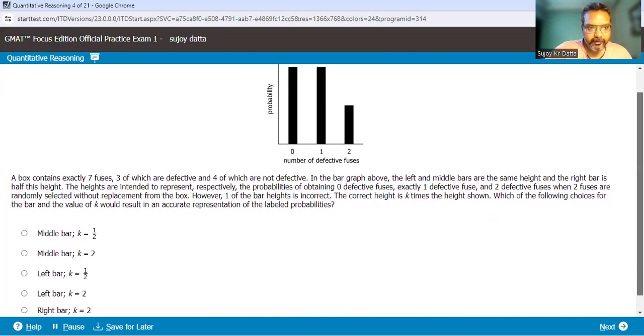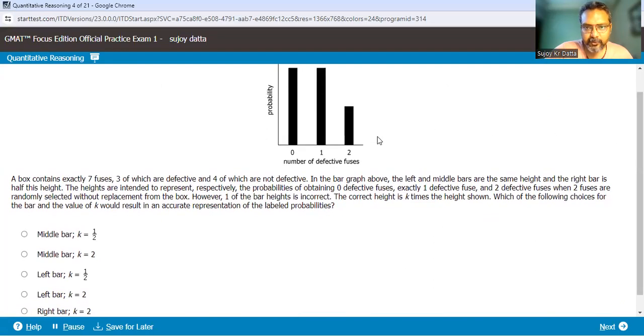So here we have a probability question. It's about probability and number of defective fuses. So it says there are 7 fuses, 3 of which are defective and 4 are not. In the graph above, the left and middle bars are the same height and the right bar is half the height. Okay. So it's midway.